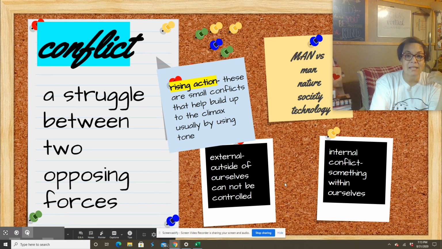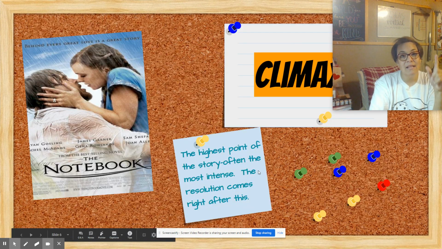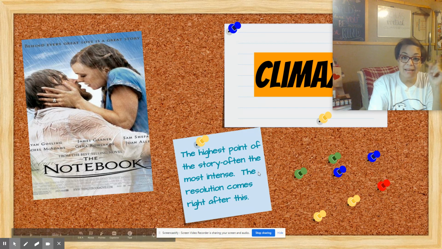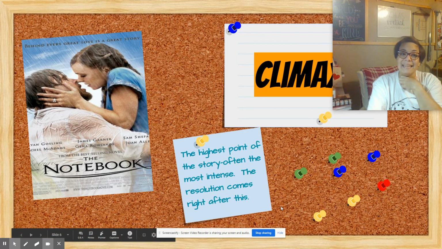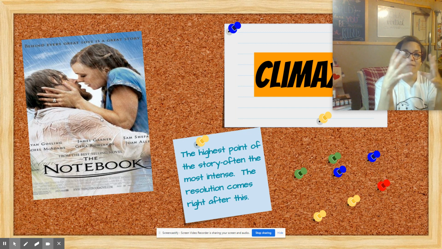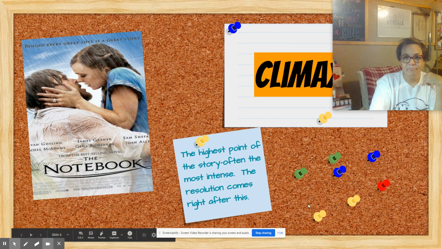Okay, so then the next part of Freytag's model is the climax, and that, as we said before, is the highest point of the story. In most instances, it comes at the end. So I used the picture of the notebook right here, and this is when they finally decide that they're going to be together. Now, there's a lot of other things that happen after that, but it is a climactic moment.